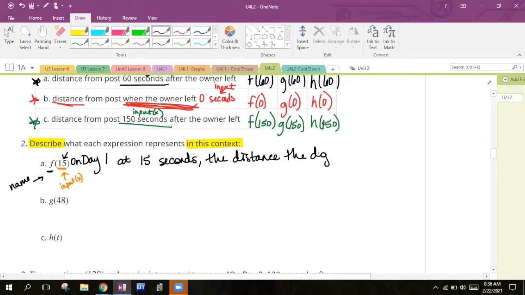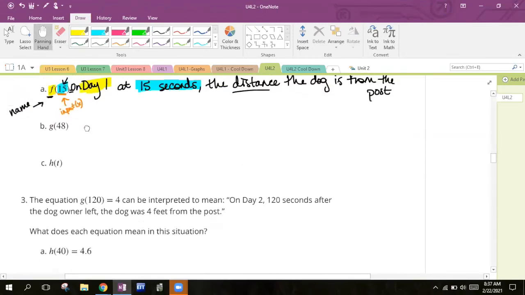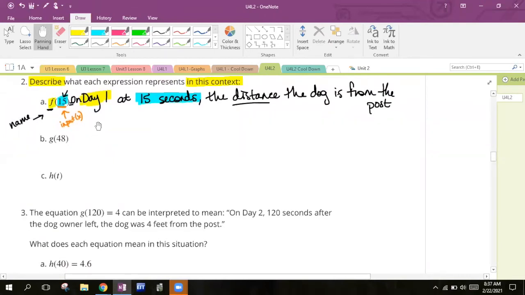Okay, good. So not so confusing. You can see where everything is represented. There's day one, the F. 15 represents the input. And the only thing we haven't talked about is if we set that equal to something, it's going to tell us our distance. Now let's look at the next one. I'll leave it up there so y'all can get that written down.